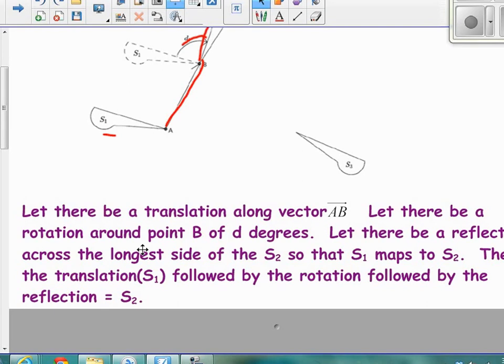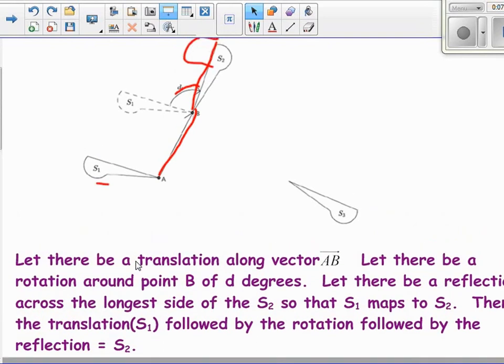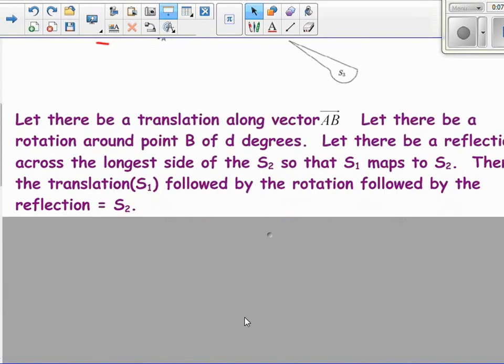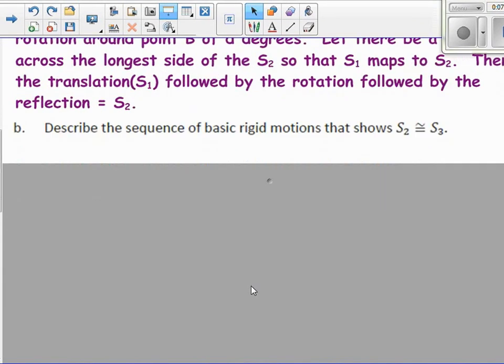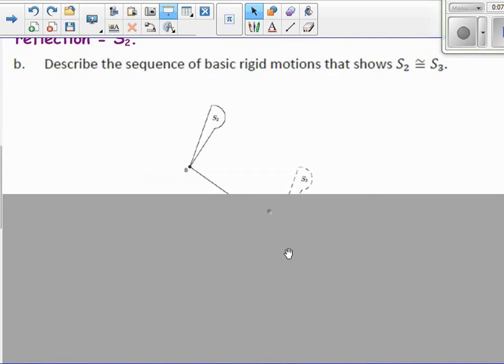You're saying in words exactly what you're doing with your transparency. You're translating it, then you're going to rotate it, and then you're going to reflect it. And S1 should be laying right on top of S2. Part B says, describe the sequence of basic rigid motions that shows S2 is congruent to S3.